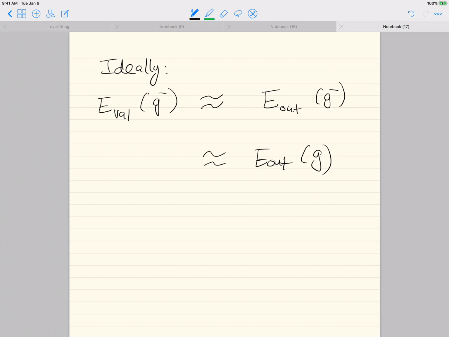E val should be close to E out, and this requires K is large, so that this is a good approximation. But you also want E out of G minus to be close to E out of G, the one you get by training on the entire data without splitting. This requires N minus K is large, or K is small. If N minus K is large, then G minus and G will be close to one another, because you have essentially used all the data for training. And so there is a tension between the two. This part requires K to be large, this part requires K to be small.